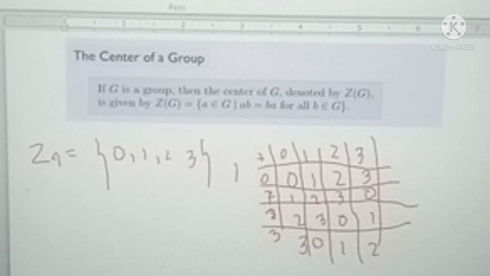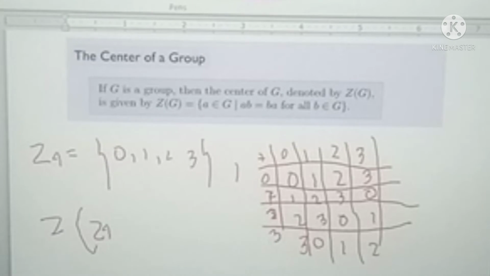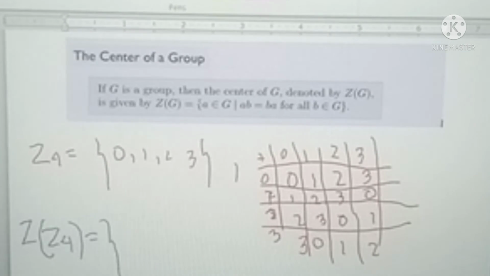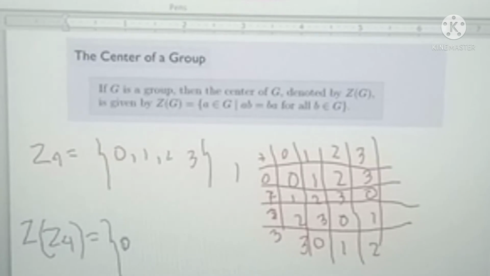So we're going to determine what is the center of this group, the center of Z mod 4. Let us check the elements. Starting with 0: 0 plus 0 equals 0. Because the identity element in a group is always in the center of the group.